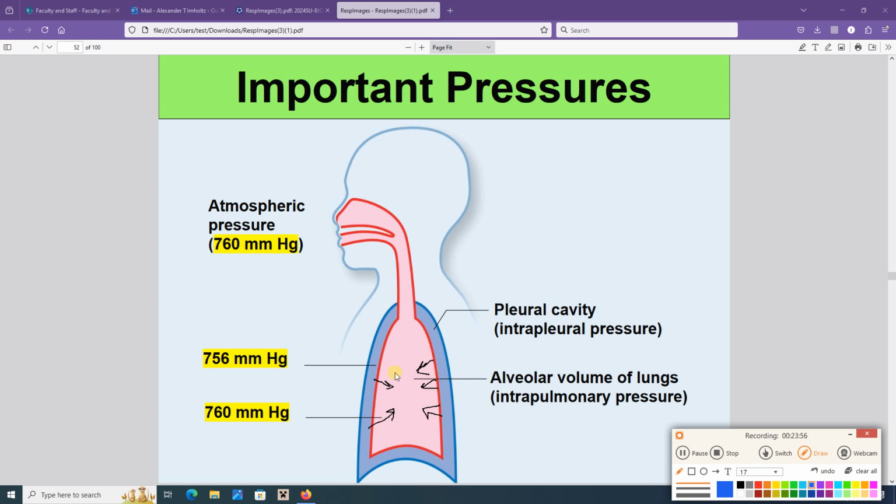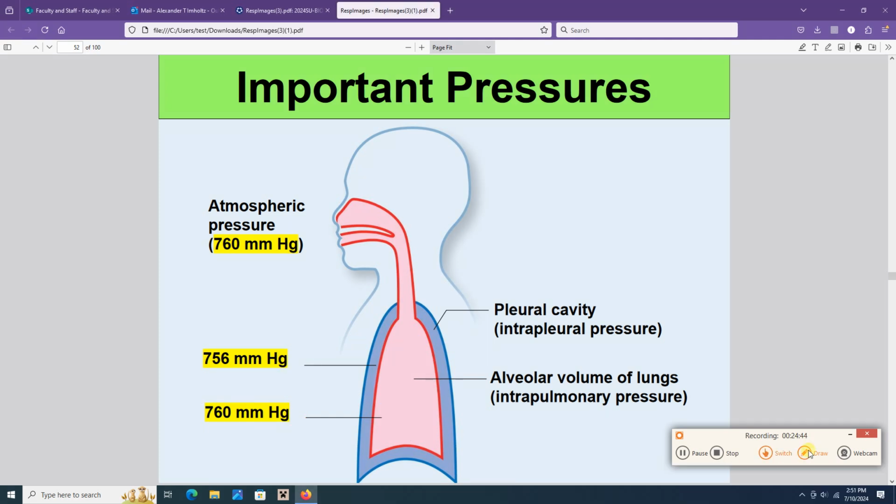pressure is higher in here where I'm putting some blue dots. Pressure is higher in here and lower in the pleural cavity. So air is always trying to go from the lungs into the pleural cavity. And that is going to resist the elastic tendency of the lungs to recoil. So we need this intrapleural pressure to always be lower than this intrapulmonary pressure, or else the lungs will collapse.